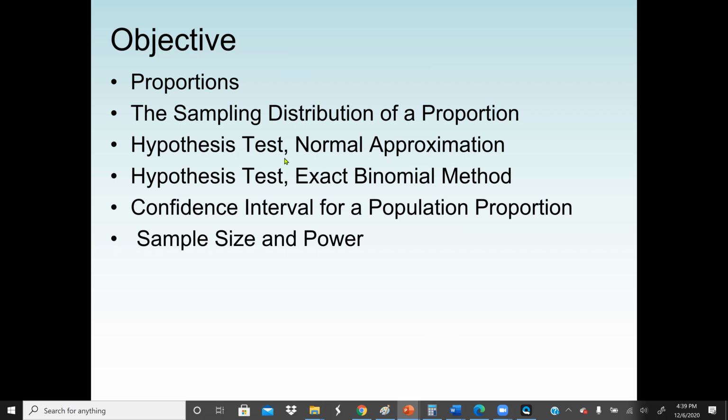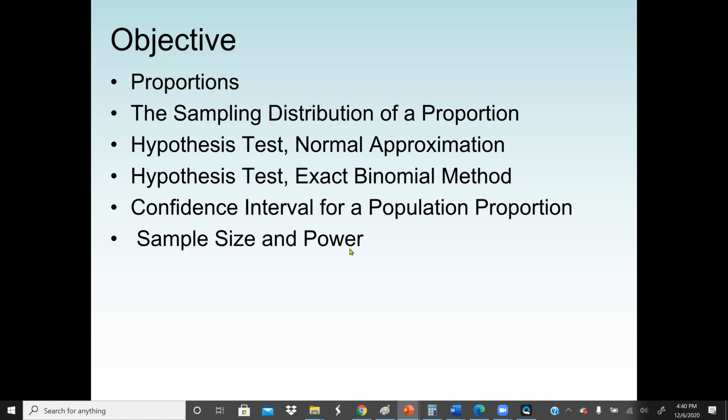We should also do hypothesis testing for the normal approximation and also for the exact binomial method. Since we are doing hypothesis testing, that will lead us to finding the confidence interval for a population proportion, and also how to find the sample size and power.